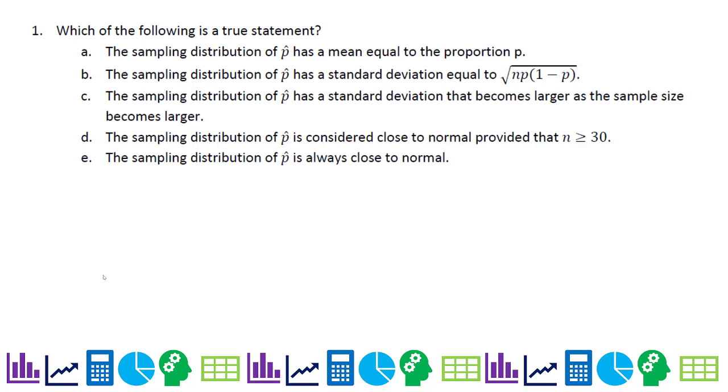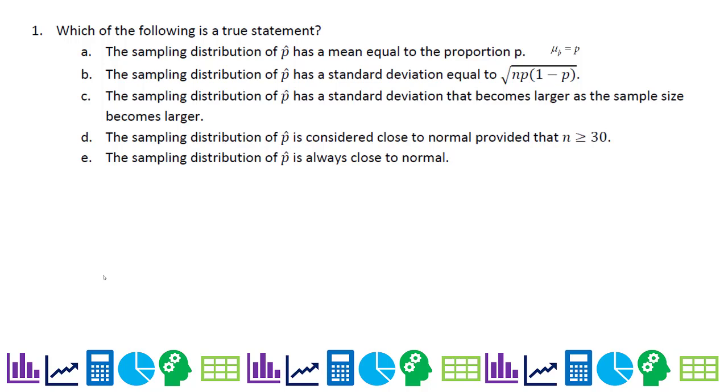Problem 1, which of the following is a true statement? The sampling distribution of p hat has a mean equal to the proportion p. So I pulled this straight off the math formula chart, and you can see the mean for p hat is actually p. So that seems to be true. Let's look at statement B.